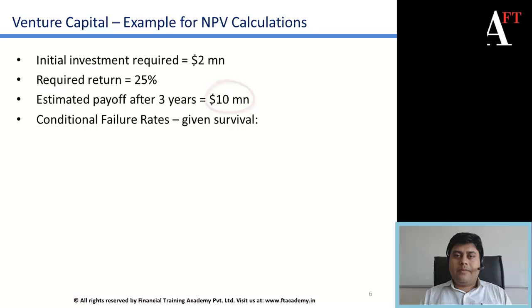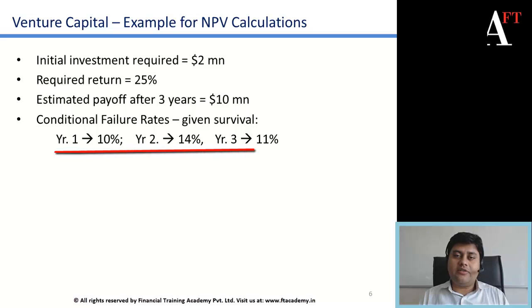Now, let's work with some conditional failure rates. It is quite possible that if you are investing in a seed stage or early stage scenario where commercial production has not yet begun, the VC fund could be taking a risk of the business not surviving beyond a certain number of years. It's quite possible that commercial production is not viable, or we find that the product price point at which we did the study is not the right one to sell in the market. So there could be many reasons why the business may not survive. So there are conditional failure rates here. The failure rates are, for year one it is 10%, meaning there's a 10% chance that the business may fail after year one, and so on. For year two it's 14%, and for year three it's 11%.